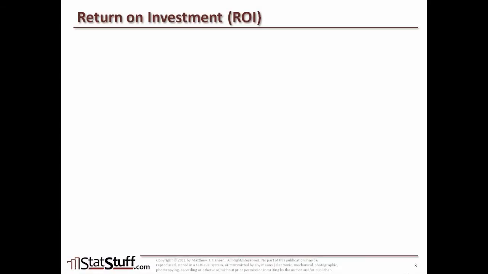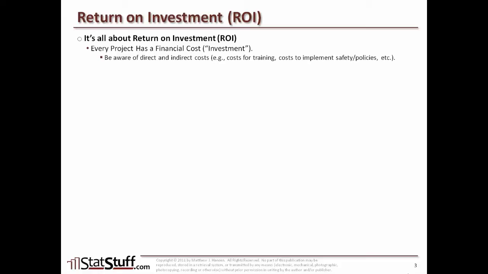Let's apply this to the concept of return on investment, or ROI. Well, for financial savings, we can say it all basically comes back down to ROI, or return on investment. So let's explore that a little bit further. Every project has some sort of financial cost or investment toward it. So you have to be aware that there are probably some lurking indirect costs. Some of those direct costs are pretty obvious, but the indirect costs may not be. For example, if there's cost for training or cost to implement safety or policy types of issues, be aware of those indirect costs that are really there and lurking behind the scenes that you may not be aware of.